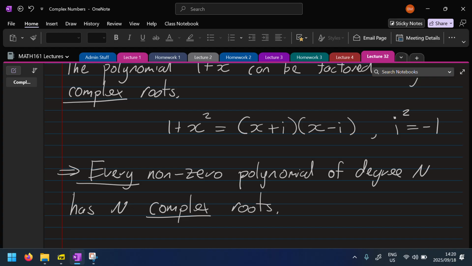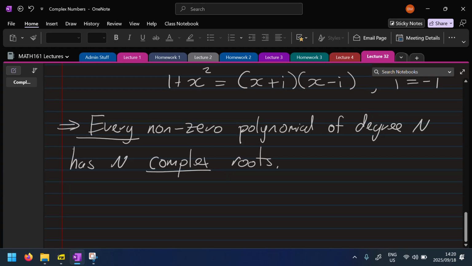When we specify the roots of a polynomial, we need to be careful which number system we're using. If you look at 1 plus x squared just over real numbers, then it has no roots. But 1 plus x squared over complex numbers is guaranteed to have 2 roots. So it depends on what you're looking at. But from now on, we will only be working over complex numbers.